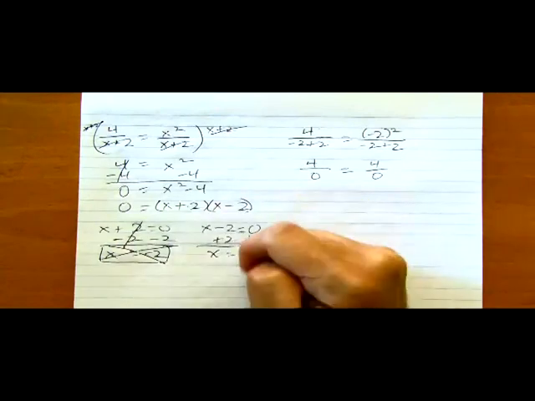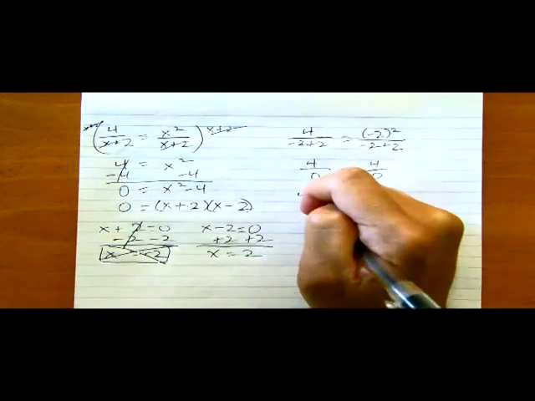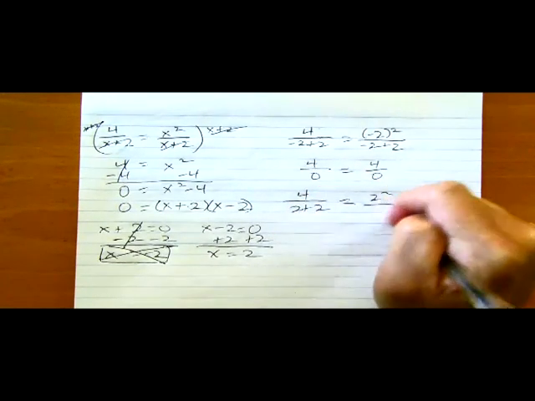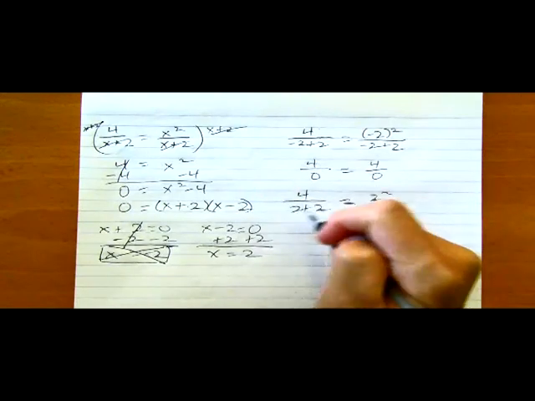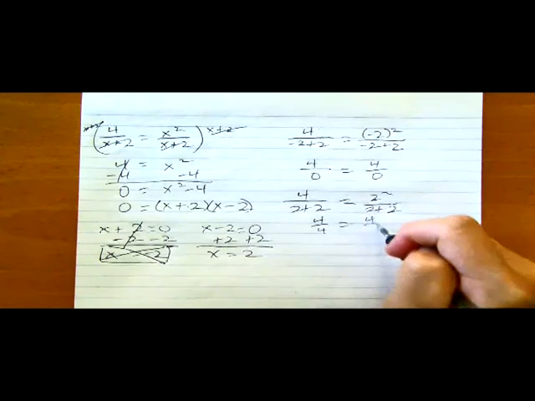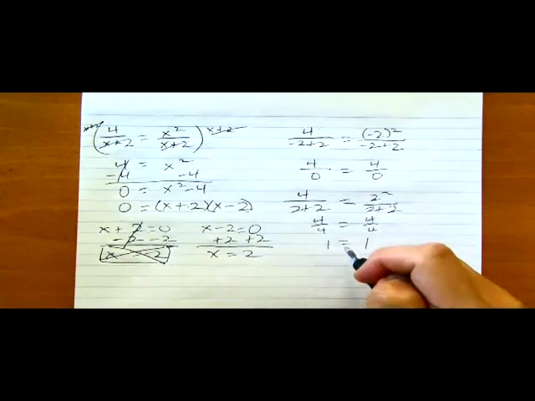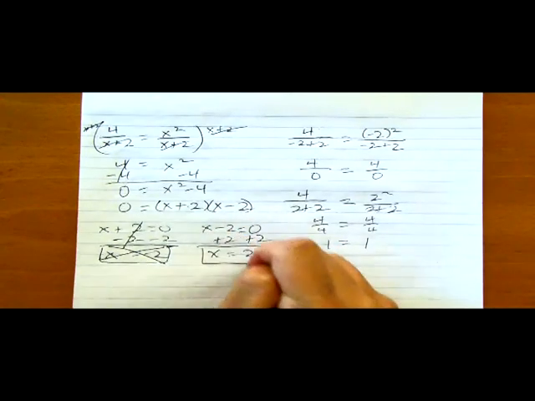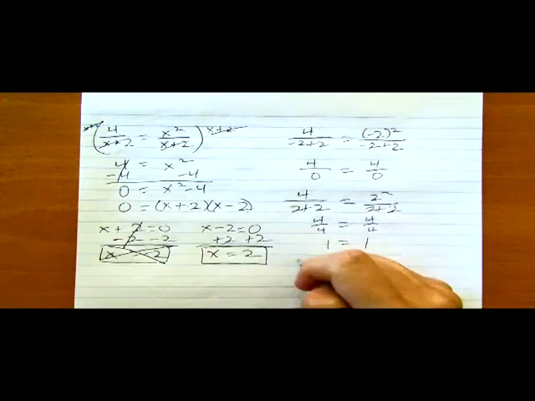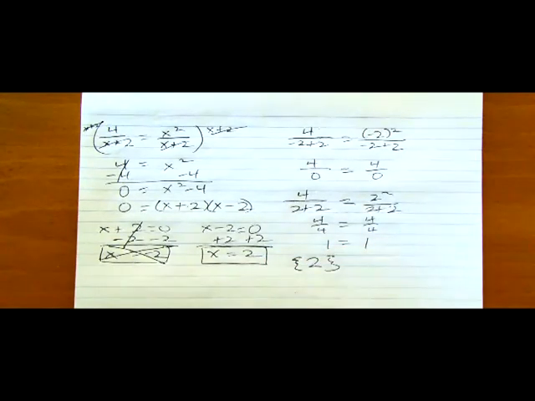Let's try the 2. We're going to take the 2 and replace it in the original problem. So 4 over 2 plus 2 equals 2 squared over 2 plus 2. Let's simplify. This would be 4 over 4. 2 squared would be 4 over 4. 1 is equal to 1. This is a true statement, so we know it works. So 2 is a solution. Although we found 2 answers, really only one of them worked. In set notation, our answer is 2.